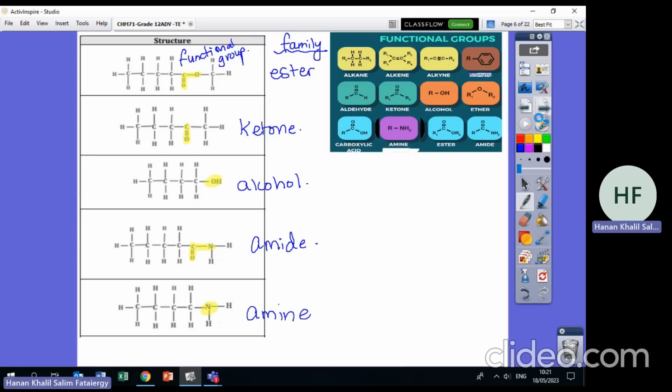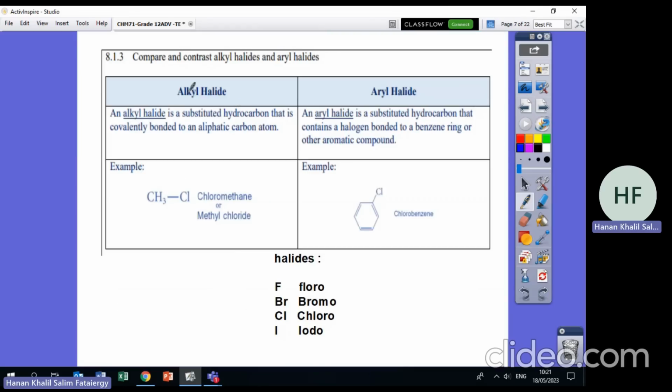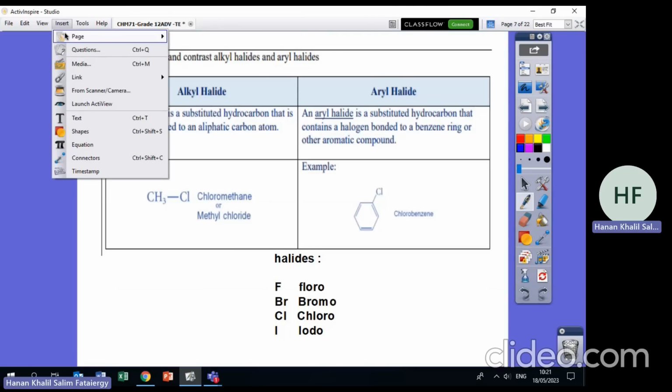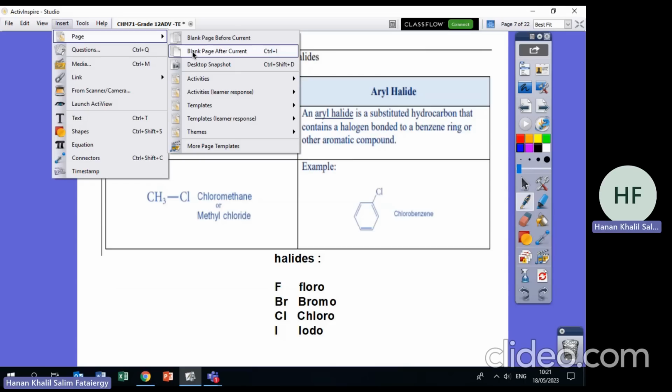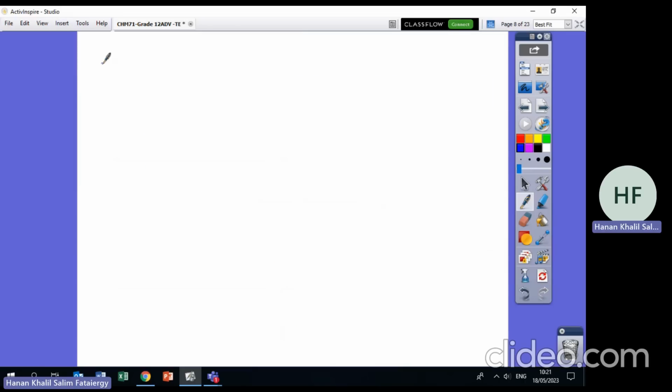Okay, يلا next. Now we will start with the alkyl halides and aryl halides. This lesson is very easy. Okay, let me just insert a page and tell you what is the difference between the two. Okay, when I say alkyl halides and I say aryl halides, أول شيء let's start with the first word, which is alk. What words do you know start with alk?